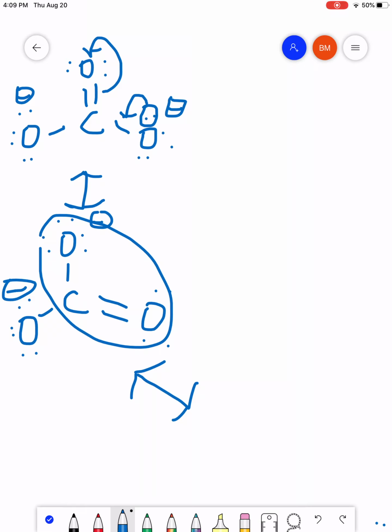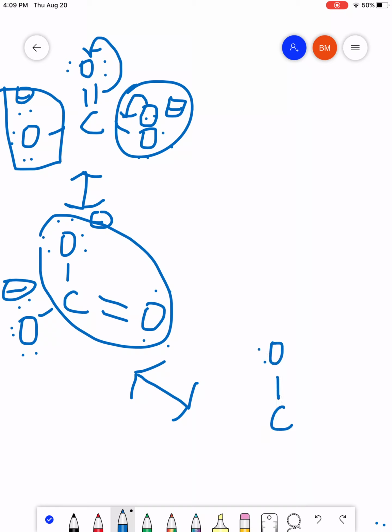You see over here we started on this side, but we could have started from this side as well. We could have easily made a Lewis structure that looked like this, and it's perfectly valid. So in this case, we actually have three different Lewis structures. That means carbonate, even though it's got a negative 2 charge, is highly stabilized because of such a high level of delocalization.